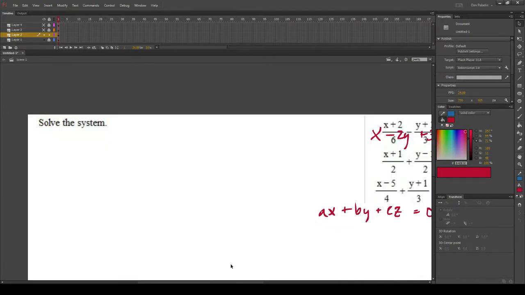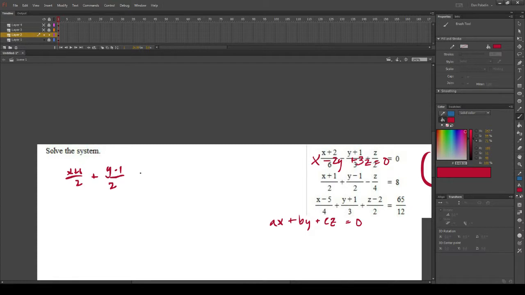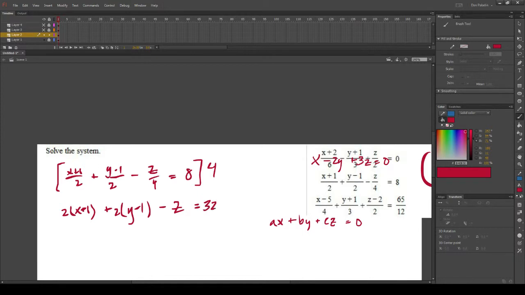Now to deal with the next one. It is x plus 1 over 2 plus y minus 1 over 2 minus z over 4 is equal to 8. Again, I'm going to do the same thing. The least common denominator here is 4, so everything gets multiplied by 4. So this is going to be 2 times x plus 1 plus 2 times y minus 1 minus z is equal to 32. Again, we're going to expand here, so 2x plus 2 plus 2y minus 2 minus z is equal to 32.